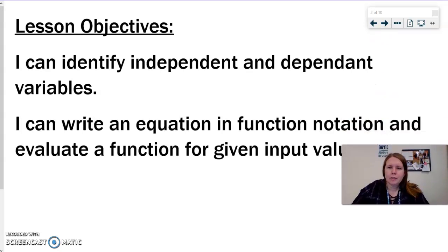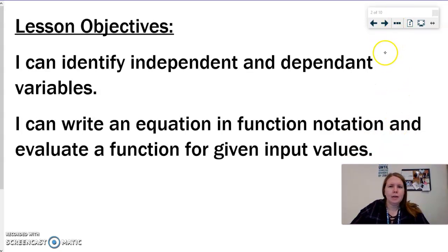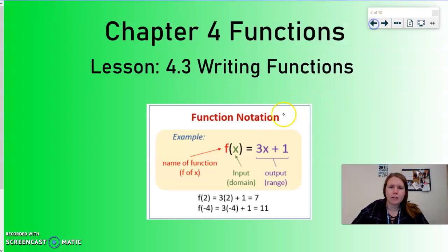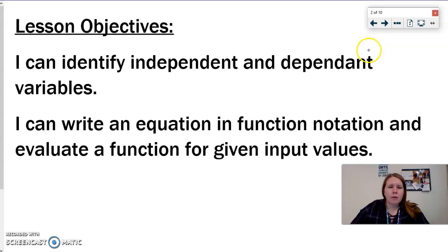So our objective for today is I can identify independent and dependent variables. I can write an equation in function notation. That's what I was showing here. This is what function notation is. And evaluate a function for given input values.